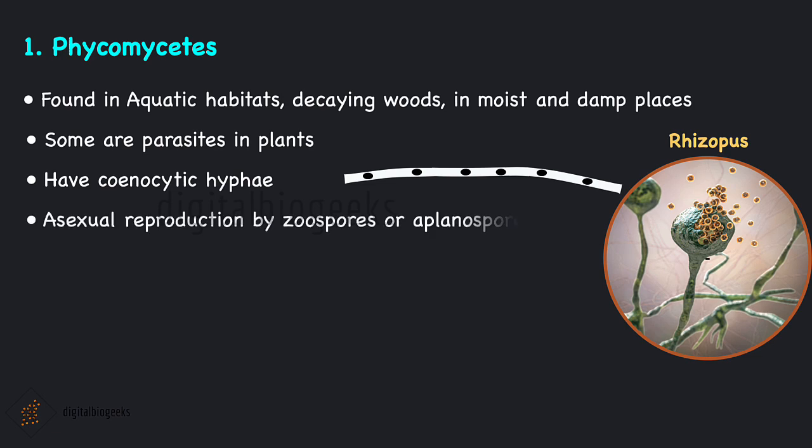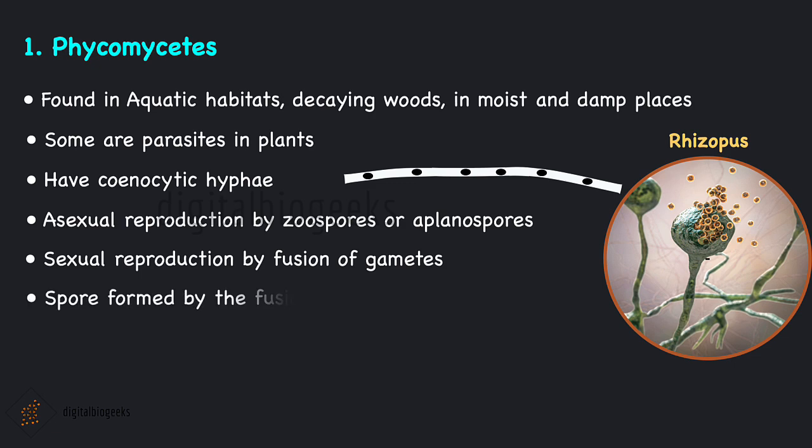Here, asexual reproduction takes place by zoospores or aplanospores. As we have already discussed, zoospores are endogenous, that means formed inside the sporangium, and they are motile, and aplanospores are non-motile spores. Sexual reproduction also takes place in Phycomycetes with the fusion of two gametes. The spore formed by the fusion of two gametes is called zygospore.